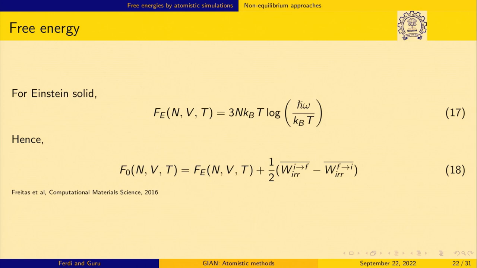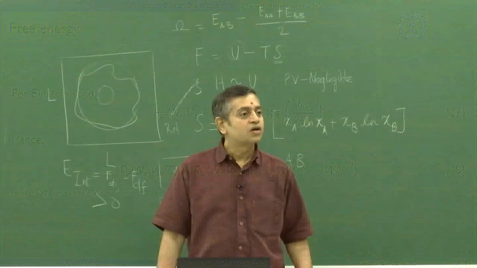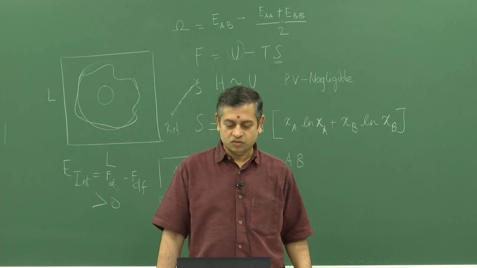No, classical doesn't mean h is zero. h is a constant, right? Less than 10 to the power minus 20. No. h is a constant, right?